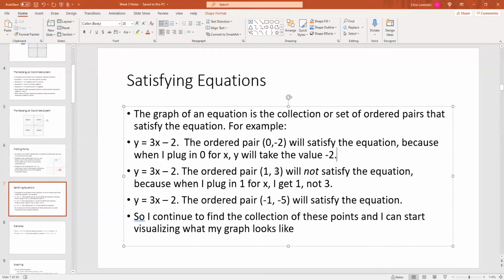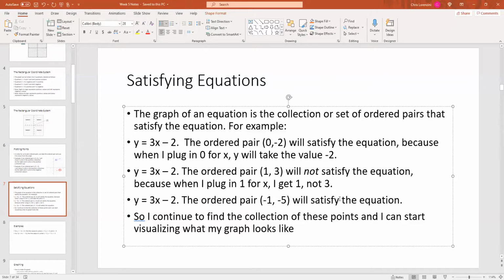The ordered pair 1, positive 3 does not satisfy the equation, because when I let x equal 1, I get 3. 3 minus 2 is positive 1, not 3. So the equation is not true when x equals 1 and y equals 3. This does not satisfy the equation, so it does not fall on the graph of the line. Lastly, negative 1, negative 5. This does satisfy the equation, because when I plug in x equals negative 1, I see that y is equal to negative 5. We are good.